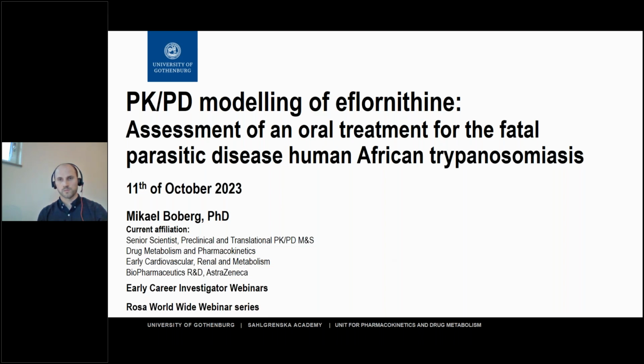Dr. Boberg is a pharmacist with a PhD in PKPD modeling and simulation. Mikael finished his PhD studies at the University of Gothenburg in 2022, and he is now based at AstraZeneca R&D. Mikael is part of the PKPD modeling and simulation team at the Research and Early Development Cardiovascular, Renal, and Metabolism unit in the Drug Metabolism and Pharmacokinetics function.